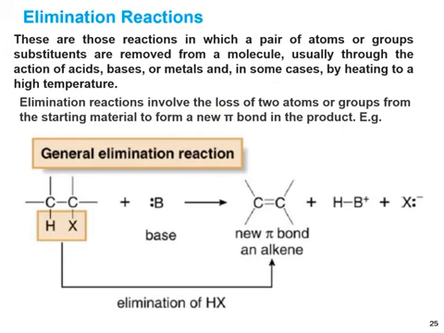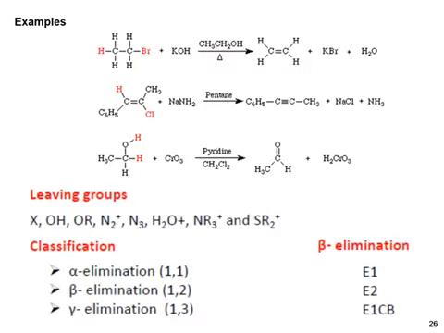You can see H and X are removed with the help of a base and then form the new pi bond, and the two groups are removed from the adjacent carbons. So HX is eliminated and forms a new bond in the elimination reaction. These are the examples of elimination reaction.